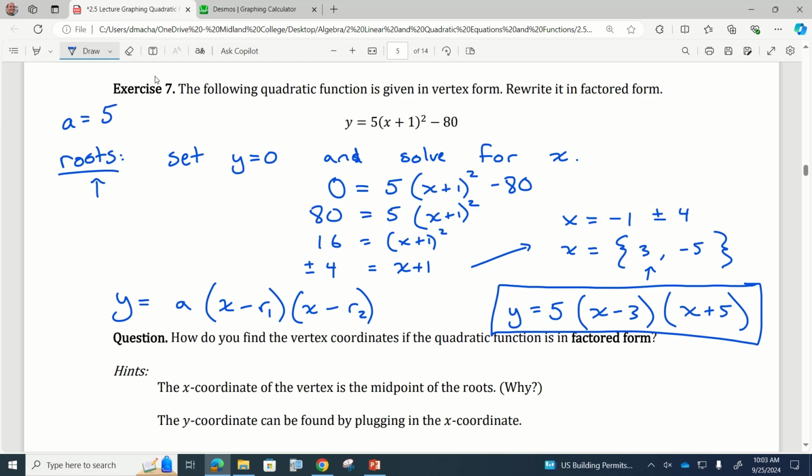So really quickly, what we said is I want to rewrite this in factored form. To write it in factored form, I have to know what is a and what are the two roots. A is easy because a shows up in the vertex form that you're given, so we knew a is 5. And then to find the roots, we set y equal to 0 and we solve for x, and those two solutions we get are also the roots that go into the factored form. Questions? No?